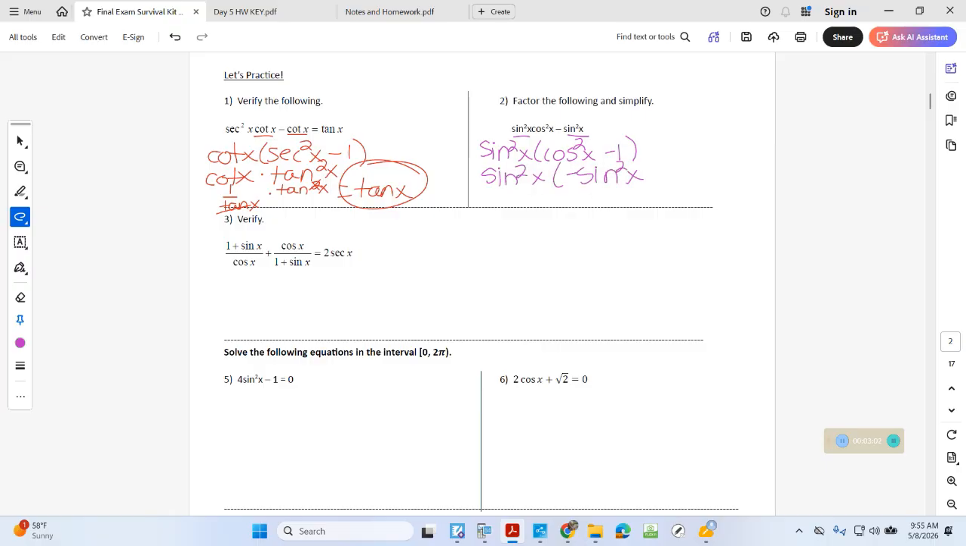Okay, well, sine squared, I'm going to combine it to sine to the 4th, and I'm just going to throw the negative out front. Got it.